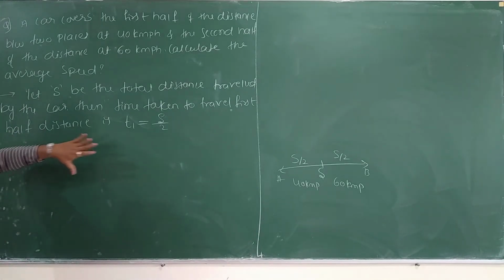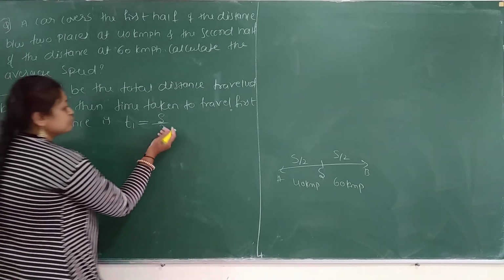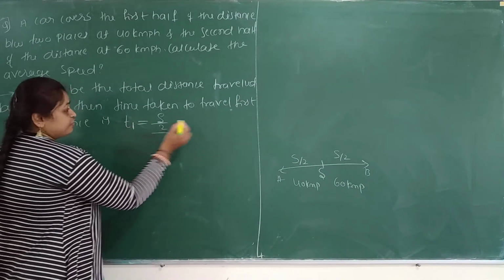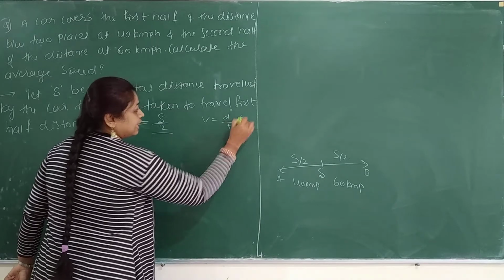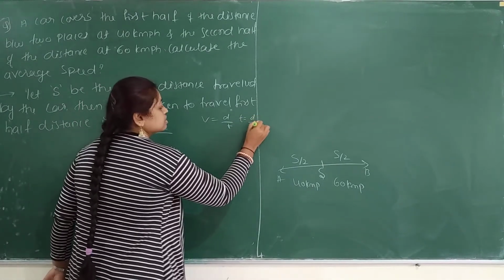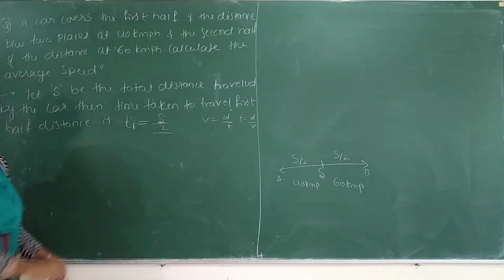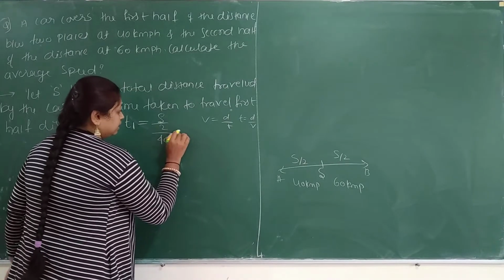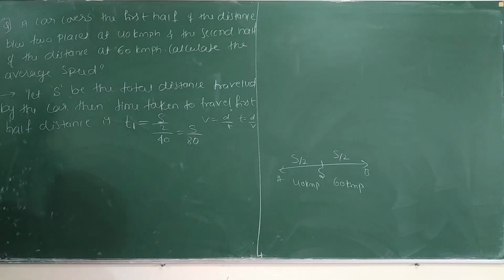So for that, first calculate T1, T2, then apply the formula. T1 is how much? Distance upon velocity. Velocity formula is distance upon time, so if you want to calculate time, T will be distance upon velocity. Distance is half of the distance, that is s/2, and the velocity is 40. Then the answer will be s/80. This is time T1.